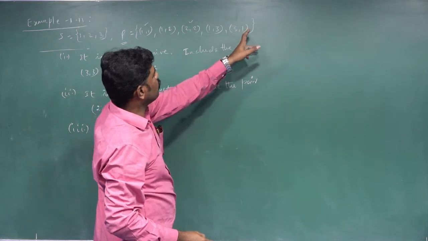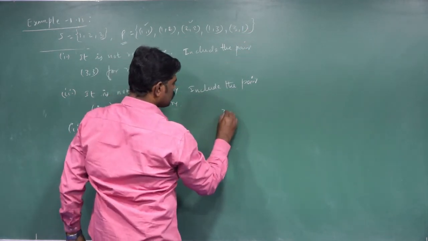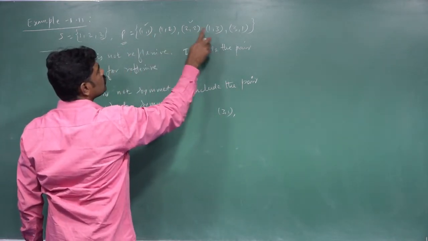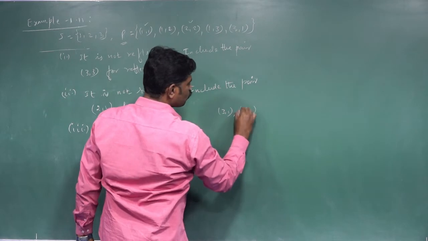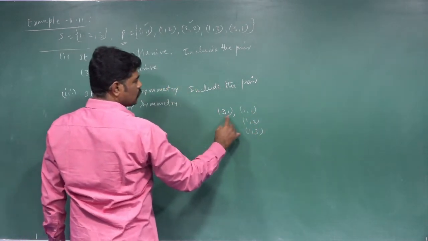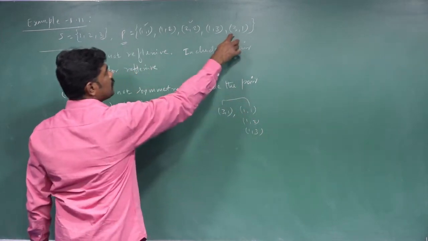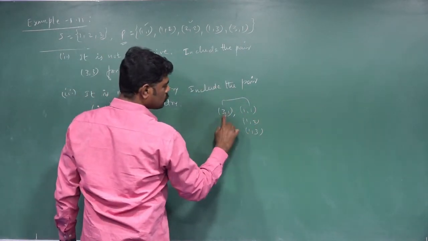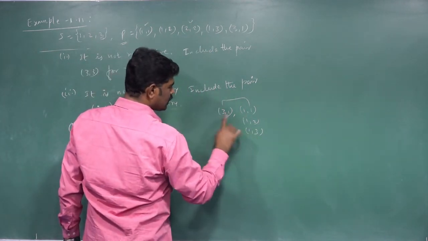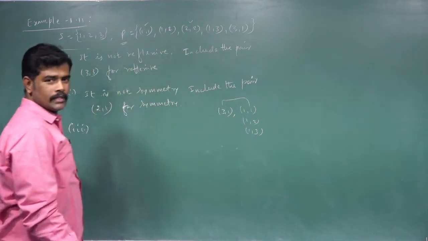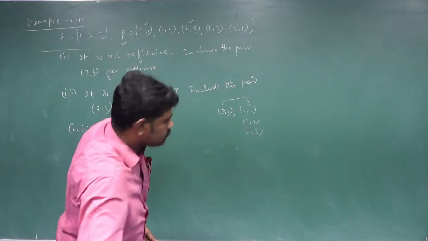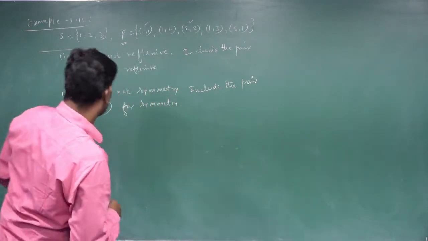Take the pair (3, 1). Here the pairs started with 1 are considered. (3, 1), (1, 1) gives (3, 1). It is here, no problem. (3, 1), (1, 2) gives (3, 2), which is not given here. Like that, (3, 1), (1, 3) gives (3, 3), which is also not here. So we need 2 pairs to make it transitive. So it is not transitive.